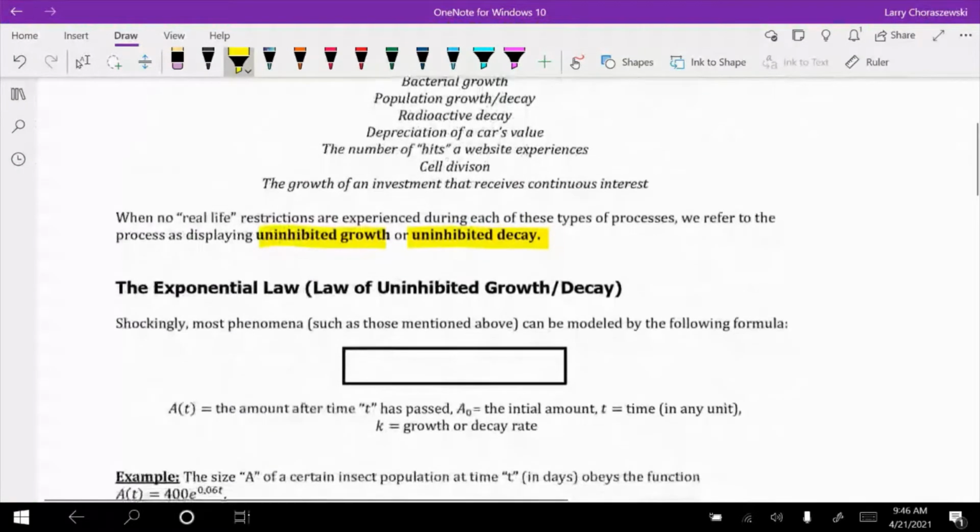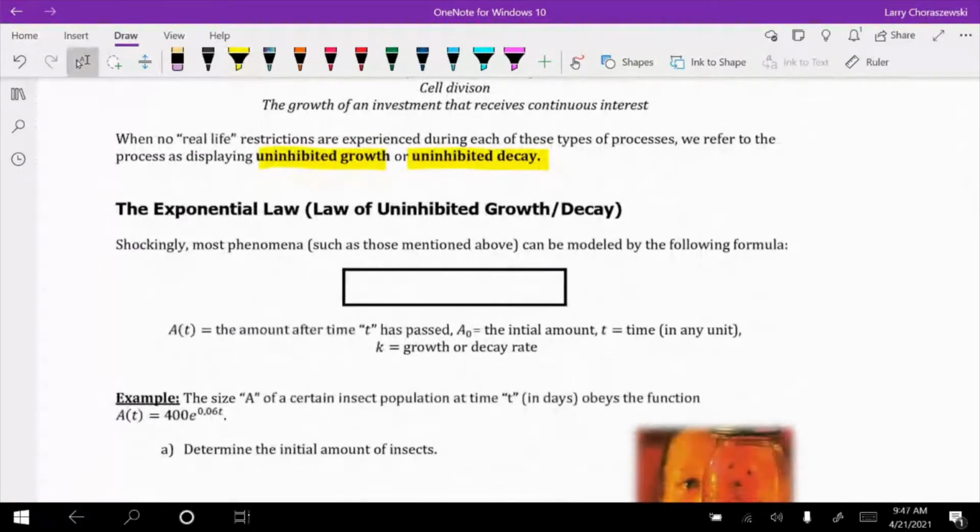And there's a particular formula that we can use to model all these scenarios, and that's referred to as the exponential law. And I'm going to go ahead and provide that formula to y'all. It goes A of t, so that's function notation, equals A sub 0, not the Mortal Kombat character, by the way, times e, and in the exponent, k times t.